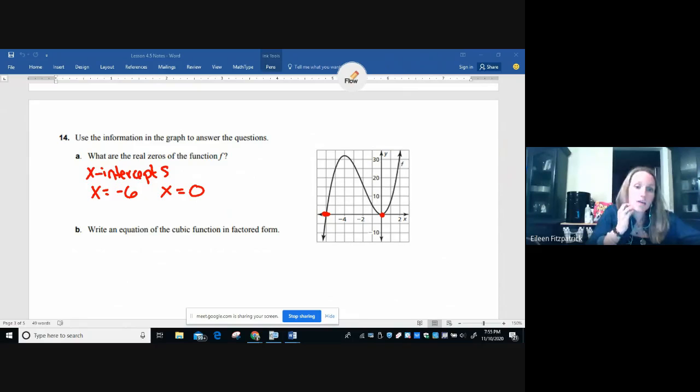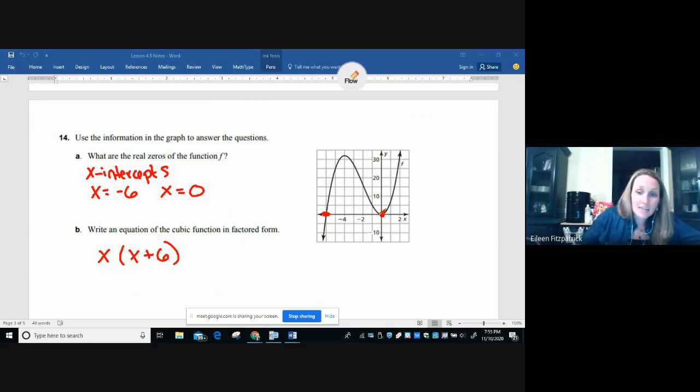It says write an equation of the cubic function in factored form. Now notice that we passed through this one, but we touched. So that kind of tells me something about the degree, right? So if x equals -6 is a solution, that means the binomial factor that I set equal to 0 to get x equals -6 was x plus 6. And then if x equals 0 is a solution, that just means that there is a GCF of an x pulled out. And I set that equal to 0 when it was in factored form.